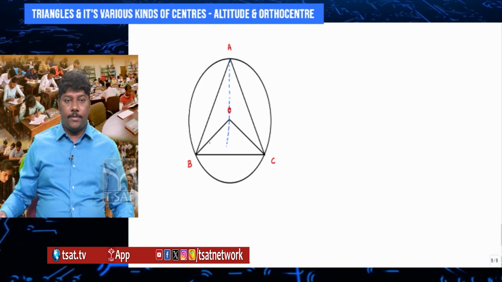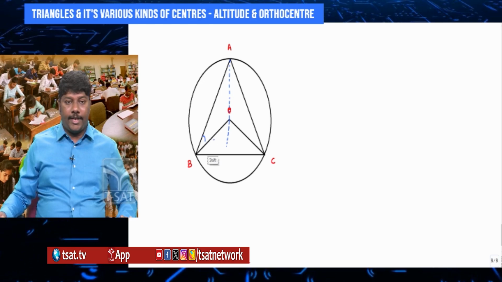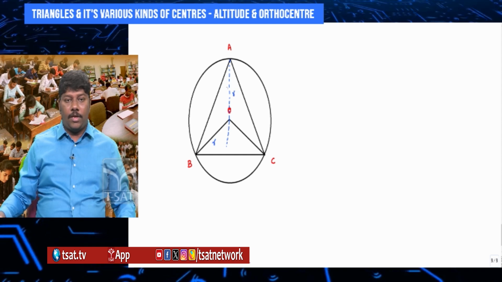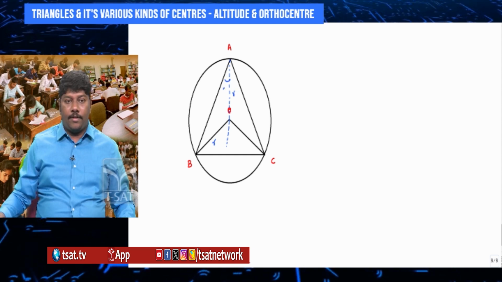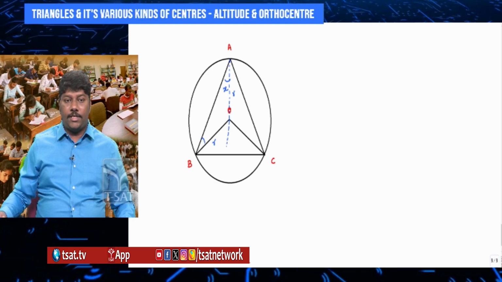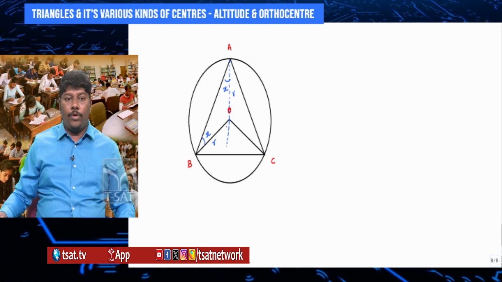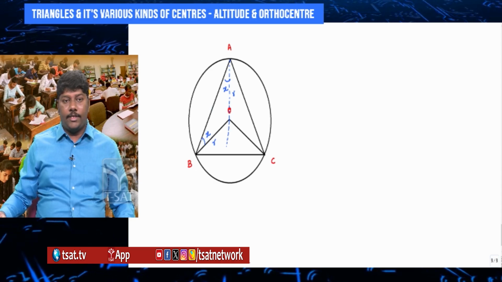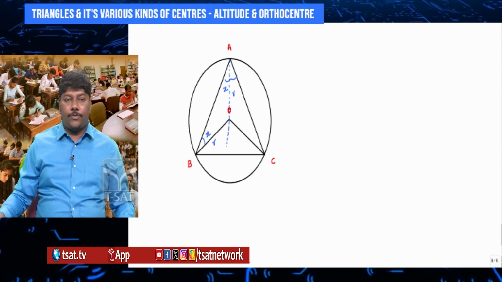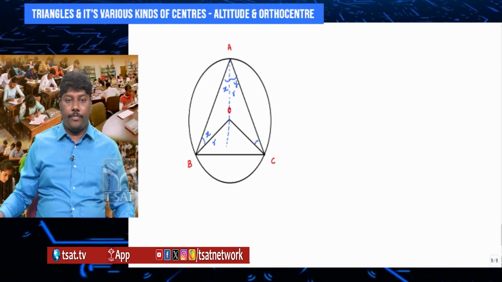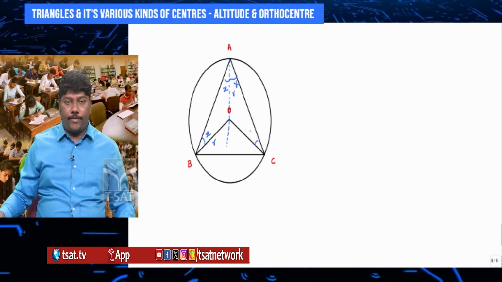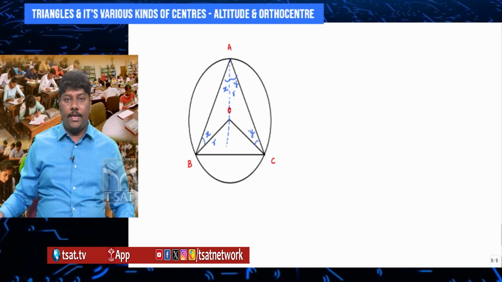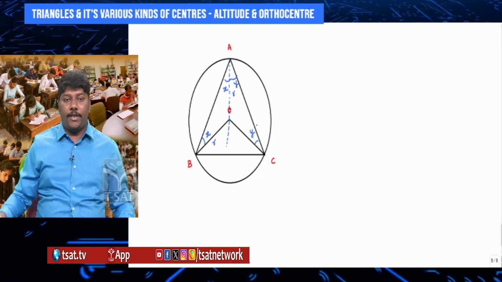Let us say this is the radius of the circle, and this is also a radius of the circle. If I take this angle as x, this is also x, because OAB is an isosceles triangle. Two sides are equal, so their opposite angles are also equal. If I take this as y, this is also y. Angle OCA is also y, because both OAB and OAC are isosceles triangles. So these two angles are equal.